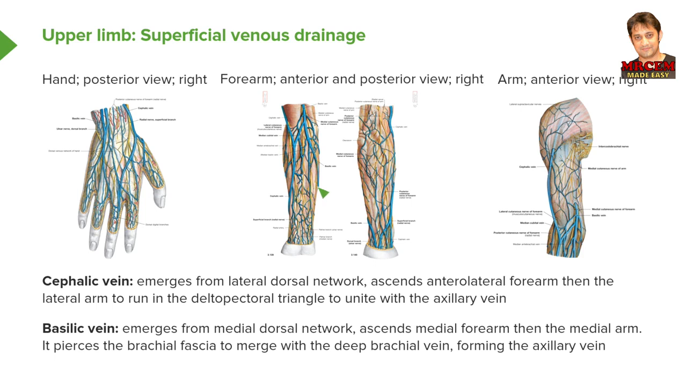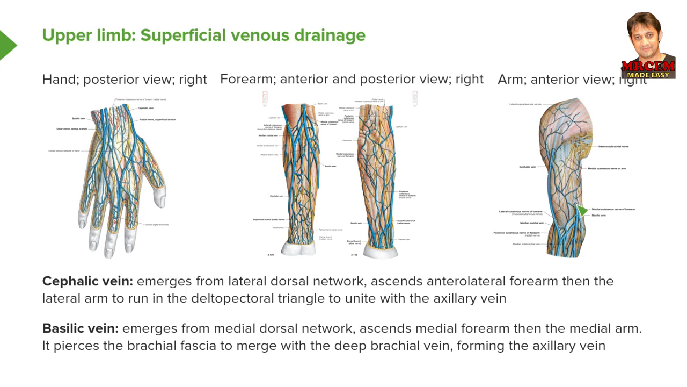So here we can see it just running up here. We can see it coming from the medial aspect of the basilic vein and then running up, pick it up again here. We see the basilic vein running all the way up, and then it's passing all the way up into the arm. Here again, we can see it pierces the brachial fascia. It actually unites with the deep brachial vein to form the axillary vein.